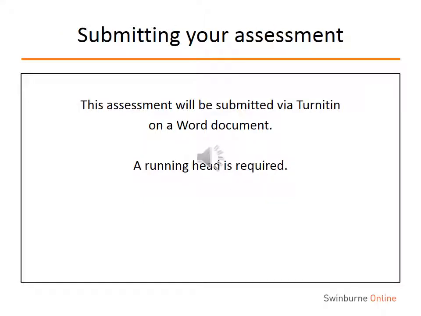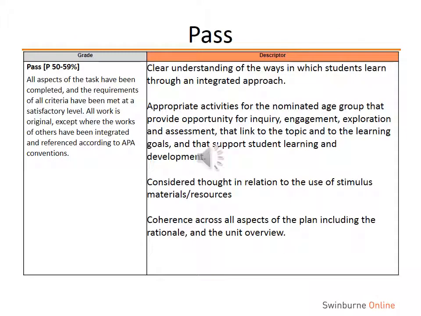Your assessment will be submitted via Turnitin. You will need to put it on a Word document, and a running head is required. It is so important that you read the rubric and, as you go, tick off what you have achieved. Make sure that you cover everything that is on the rubric in order to go up to the next level.